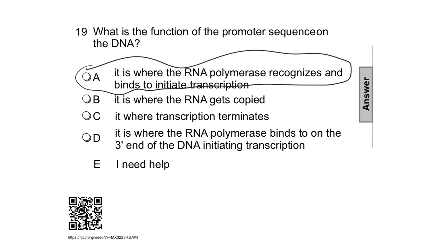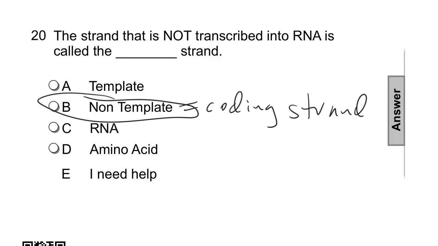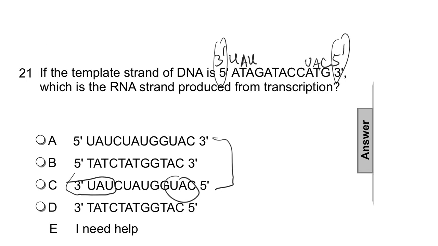Okay, what is the function of the promoter sequence? Okay, promoter sequence promotes transcription. It's the landing pad for the RNA polymerase, so it can start transcribing the gene into RNA. Okay, the strand that is not transcribed into RNA is called the non-template strand, also called the coding strand, which I don't like. Okay? Okay, sorry, but I did this without the microphone on. So let me try that again.